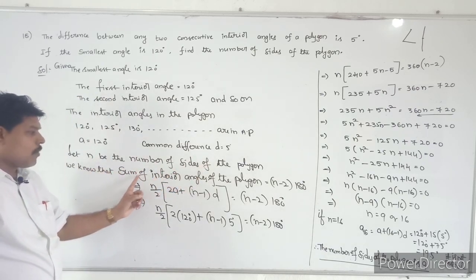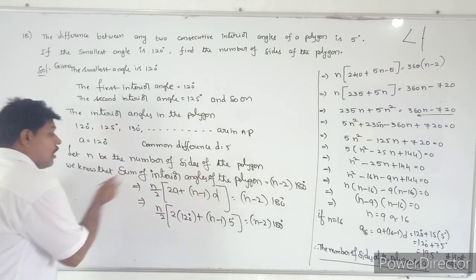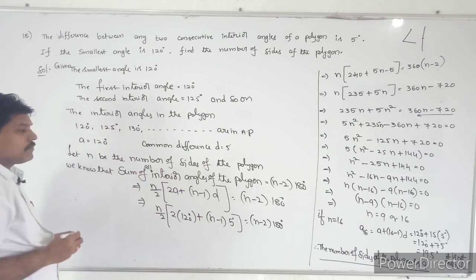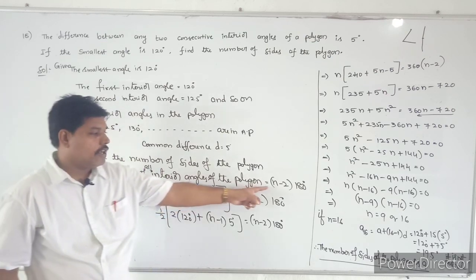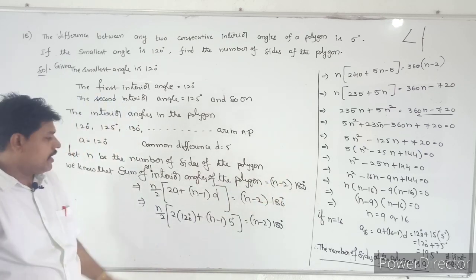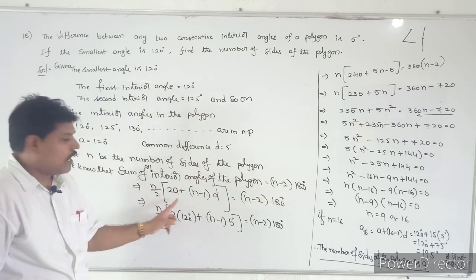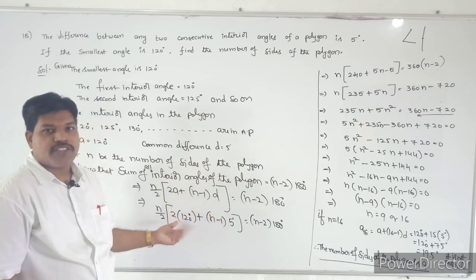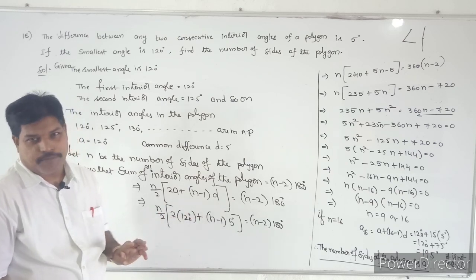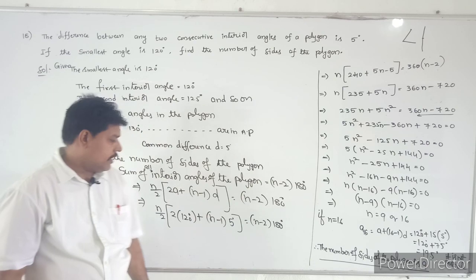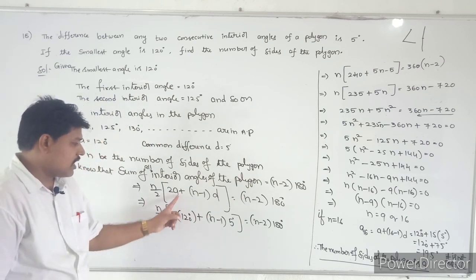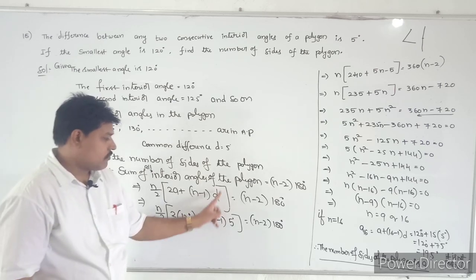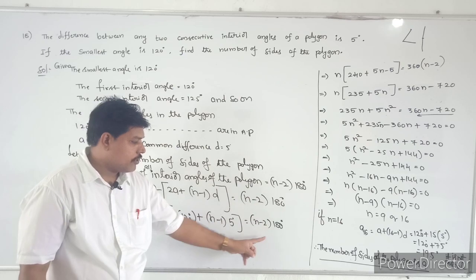Here we know that the sum of all interior angles of the polygon is (n minus 2) into 180 degrees. So that implies n by 2 into (2a plus (n minus 1) into d), that is the sum of n terms formula. Here the terms are nothing but the angles, which are the same in number as the sides. So that is equal to (n minus 2) into 180 degrees. So n by 2 into (2 into 120 degrees, since we have taken the a value as 120, just replace the value here, plus (n minus 1) into d, where d is 5 degrees) equals (n minus 2) into 180 degrees.